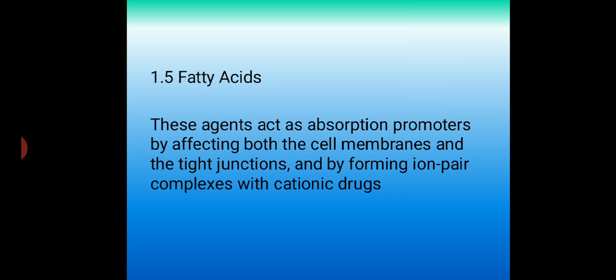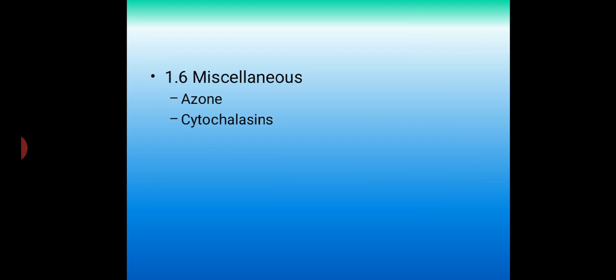Fatty acids. These agents act as absorption promoters by affecting both the cell membrane and tight junctions and by forming ion pair complexes with cationic drugs. So these fatty acids are also used to enhance the permeation of the drug, and they function with the general mechanism of forming ion pair complexes with the cationic drugs.